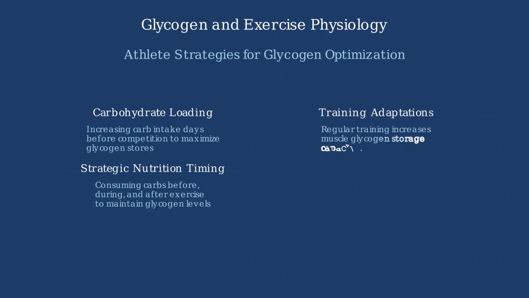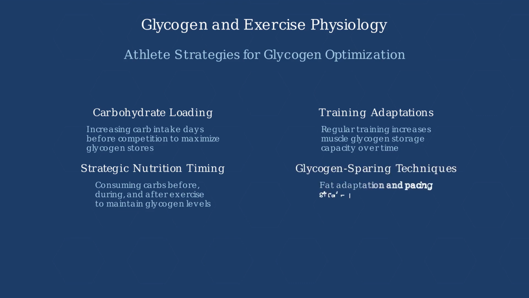Regular endurance training increases the muscle's capacity to store glycogen, improving overall endurance performance. Athletes also use glycogen-sparing techniques like fat adaptation and careful pacing to conserve glycogen during long events.